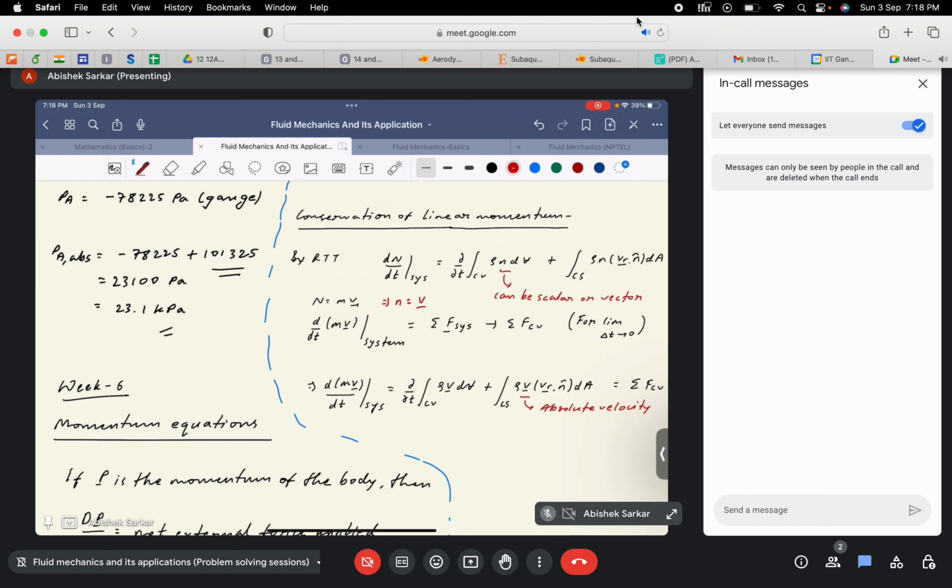Then we substitute this in the definition of RTT. So we will get dmv by dt for the system equal to the partial derivative with respect to t of the volume integral of rho v dV, plus the surface integral of the product rho v (v_r dot n cap) dA. Some things here are important to be noted.